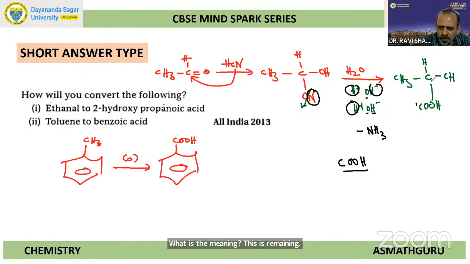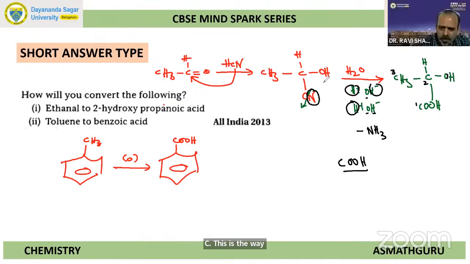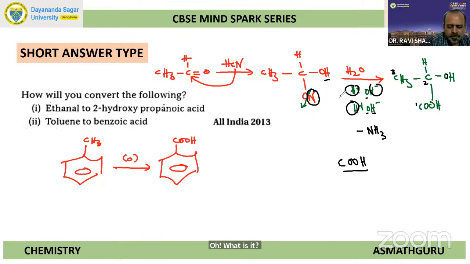And this is 1, 2, 3. So what you get? 2-hydroxy. This is OH. Here OH is there now. Yes, sir, you missed it. That's what I was going to say. 2-hydroxypropanoic acid.